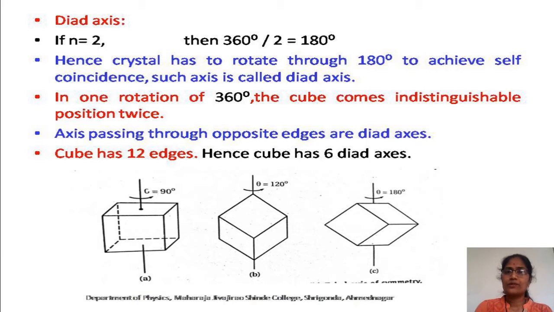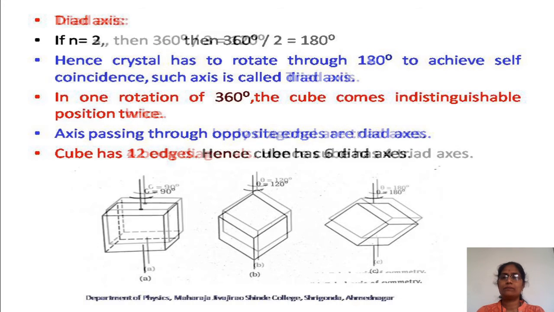In order to find its quantity, one should know the diad axis passes through opposite edges, and we know that a cube has 8 corners, 12 edges and 6 faces. Therefore, the diad axis passes through opposite edges. Therefore, the number of diad axes present is equal to 6. And figure C shows such type of diad axis. There we have rotated the crystal through 180 degree for self-coincidence.